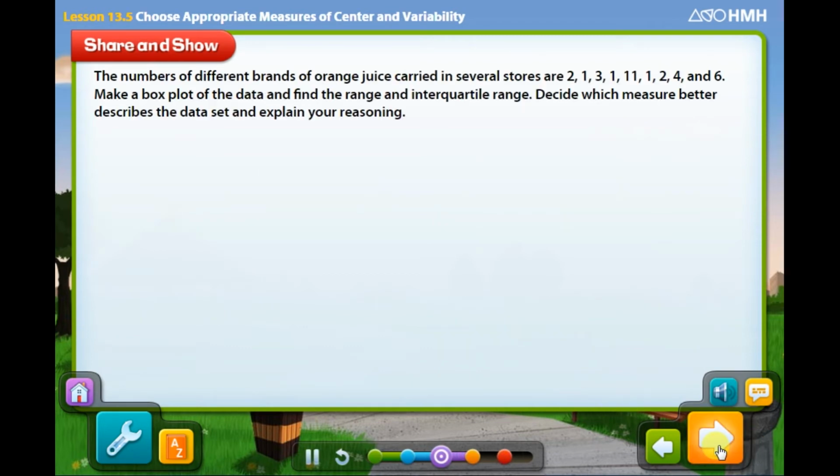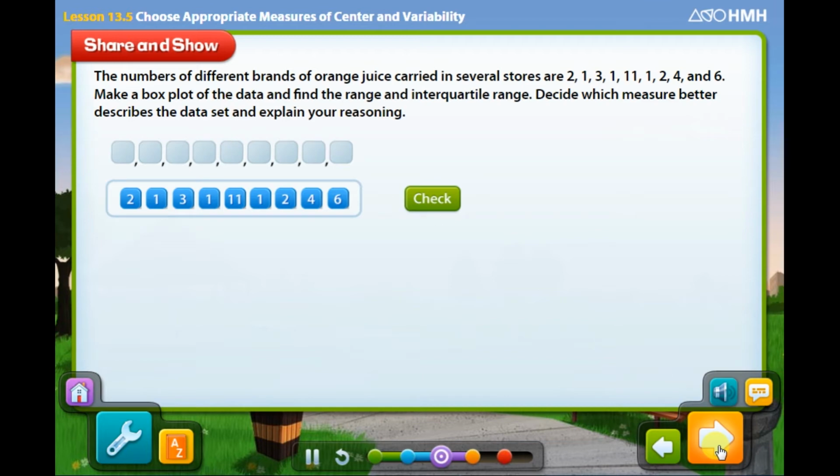The numbers of different brands of orange juice carried in several stores are 2, 1, 3, 1, 11, 1, 2, 4, and 6. Make a box plot of the data and find the range and interquartile range. Decide which measure better describes the data set and explain your reasoning. What is the order of the data from least to greatest? Order the values by dragging each to where it belongs.